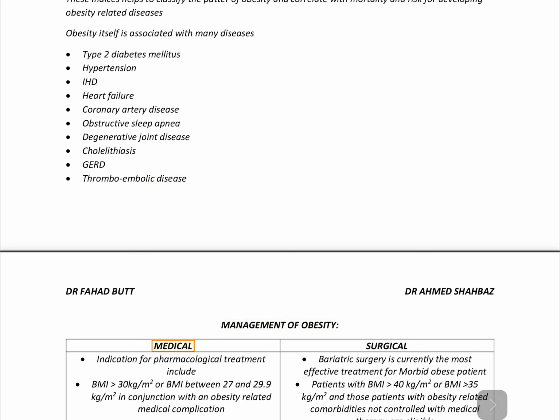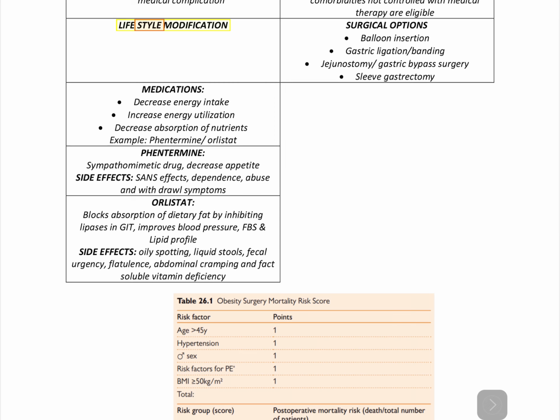Management of obesity: medical and surgical. Indications for pharmacological treatment include BMI of 30 kg/m2 or BMI between 27 and 29.9 kg/m2 in conjunction with an obesity-related medical complication. Bariatric surgery is currently the most effective treatment for morbidly obese patients with BMI of 40 kg/m2 or BMI of 35 kg/m2 and obesity-related comorbidities not controlled with medical therapy. Lifestyle modification. Surgical options: balloon insertion, gastric ligation, banding, jejunostomy, gastric bypass surgery, sleeve gastrectomy.